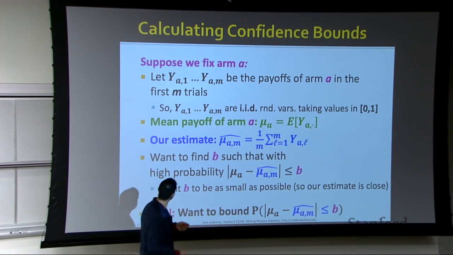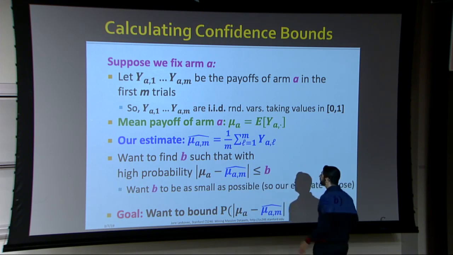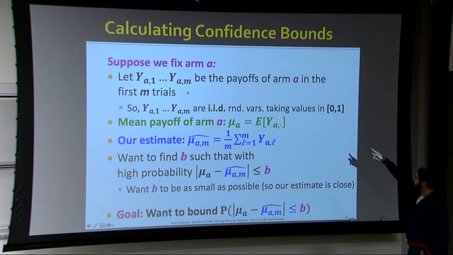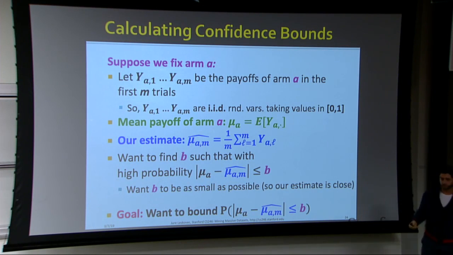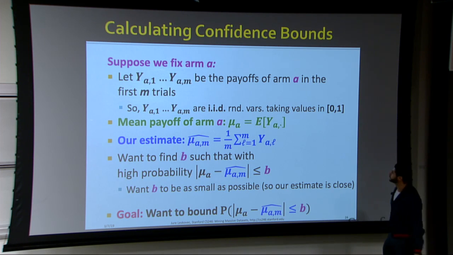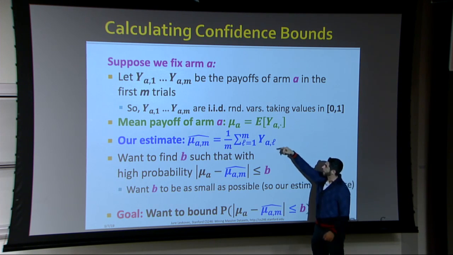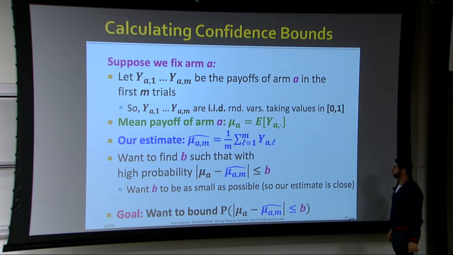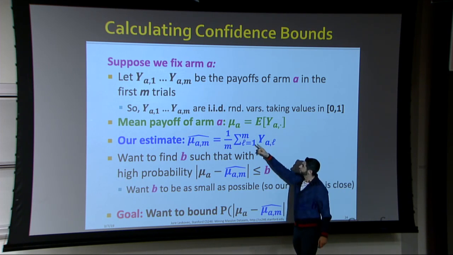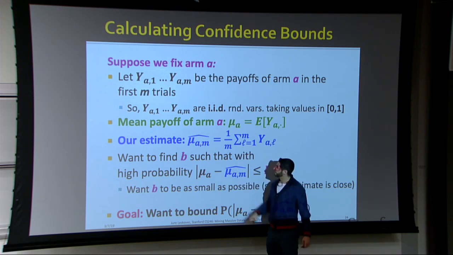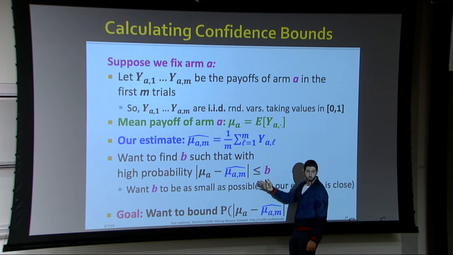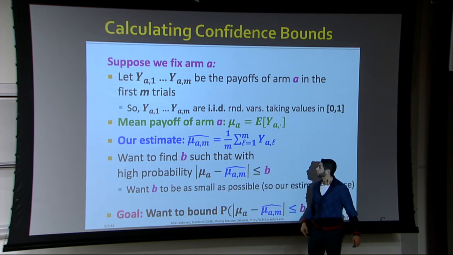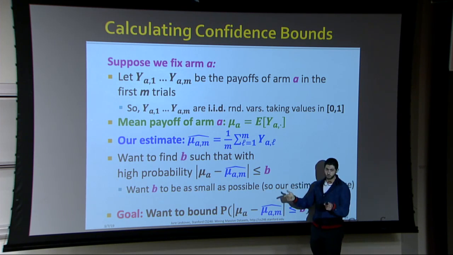Okay, so here is the deal. We have our variables Y of A1 to AM, which are the payoffs of our arm A in the first M trials. So the duration of the trial is M steps in total. And our Y variables are random variables that can take values between 0 and 1. So the mean payoff for arm A is our mu of A, as we've seen before. And how do we compute the estimate? Once again, it's nothing but the average over the sum of all the positive returns that we're having during the M trials.